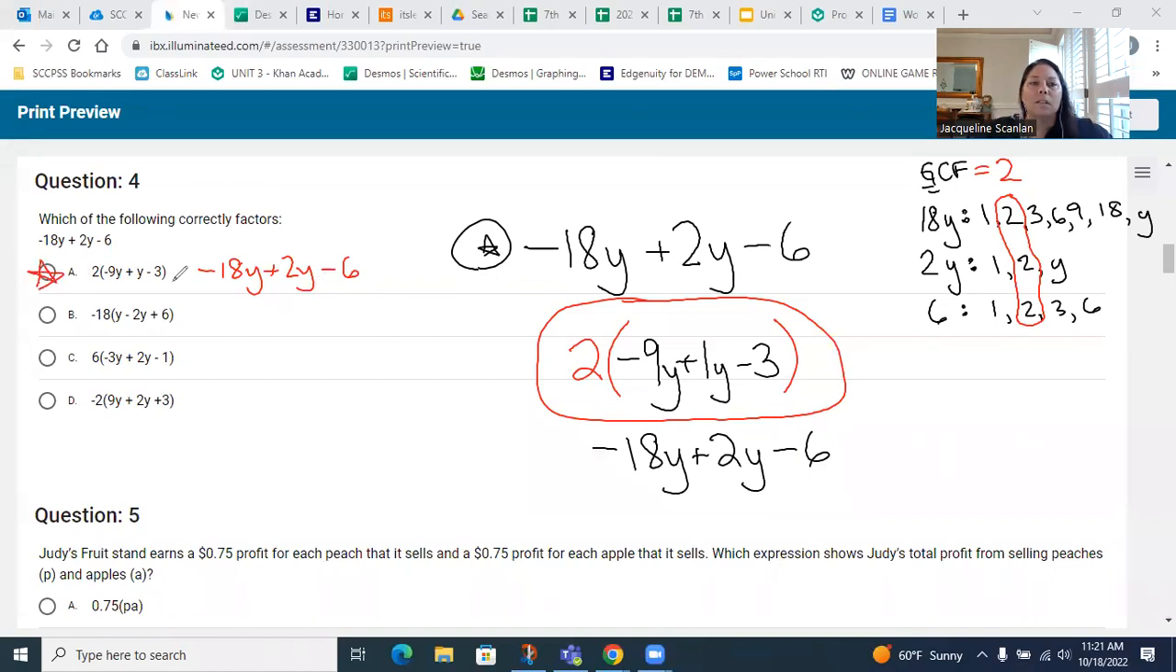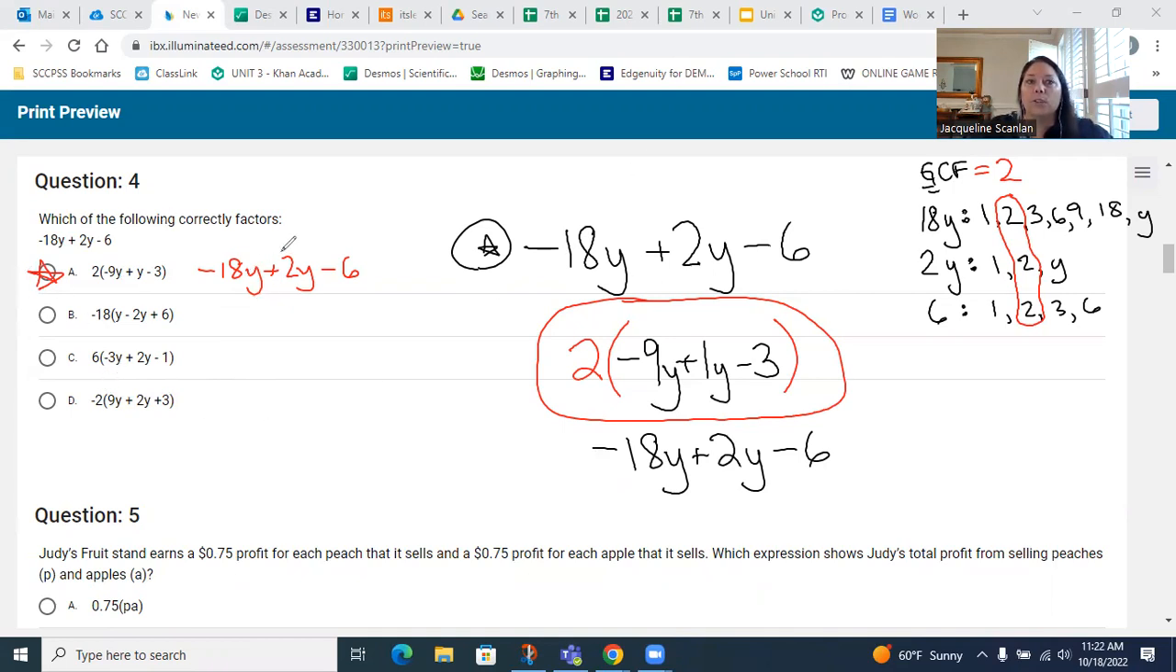It's not a bad idea on a test to go through and make sure that none of the other ones are right, because that'll tell you you made a mistake on something. But the good test-taking strategy would be to just go ahead and use your answer choices to work backwards and distribute.